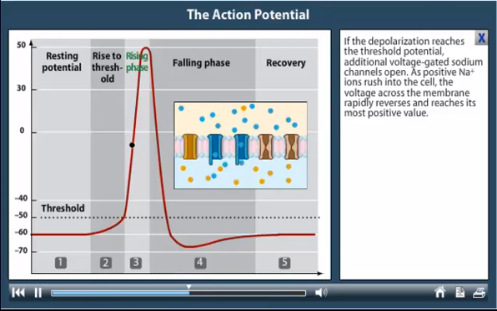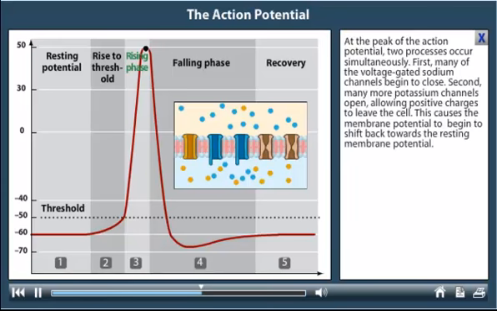As positive sodium ions rush into the cell, the voltage across the membrane rapidly reverses and reaches its most positive value. At the peak of the action potential, 2 processes occur simultaneously. First, many of the voltage-gated sodium channels begin to close. Second, many more potassium channels open, allowing positive charges to leave the cell. This causes the membrane potential to begin to shift back towards the resting membrane potential.